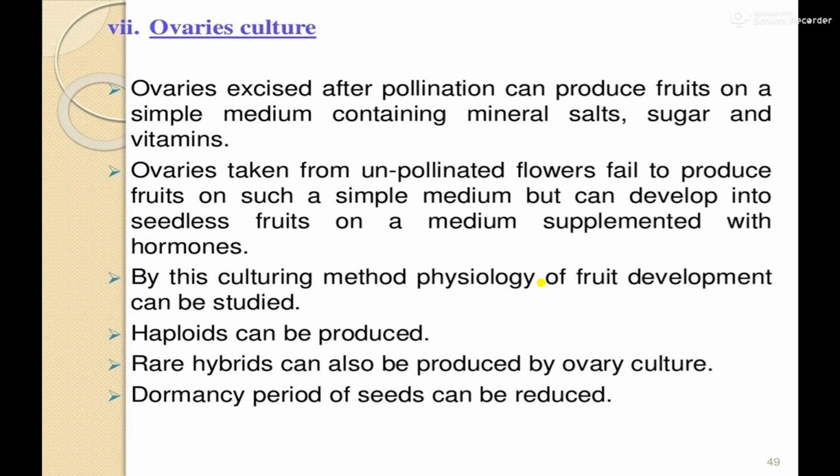Then haploids can be produced. Then rare hybrids can also be produced by ovary culture. Dormancy period of seeds can be reduced. So these are all about the ovaries culture. Okay.